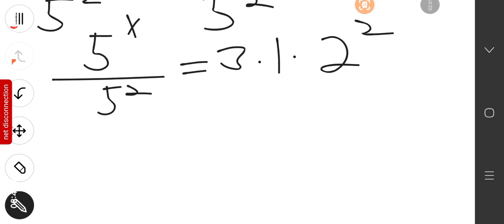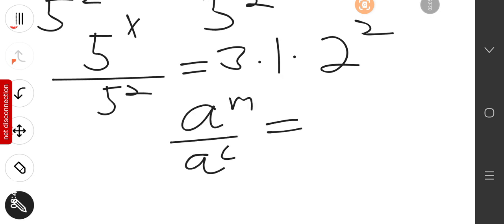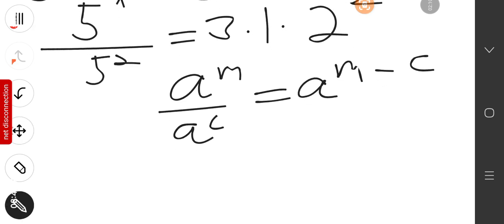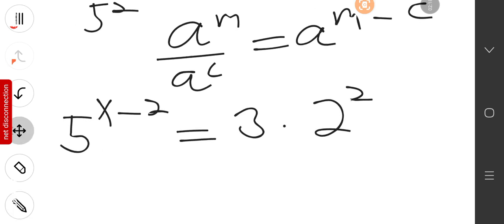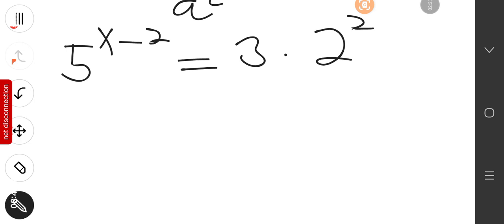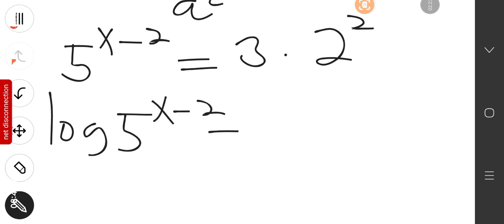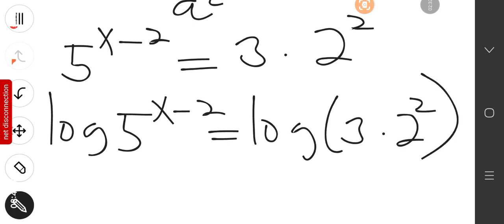All right, so let's apply the quotient rule. A exponent m over a exponent c should give us a exponent m minus c. All right, so our equation becomes 5 exponent x minus 2 equals, now this will give us 3 times 2 squared. Okay, now let's apply logarithms at both sides of the equation. So you have log 5 exponent x minus 2 equals log 3 times 2 squared, okay?